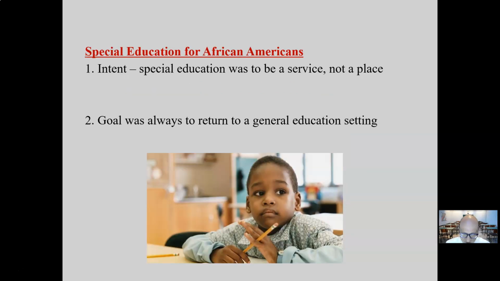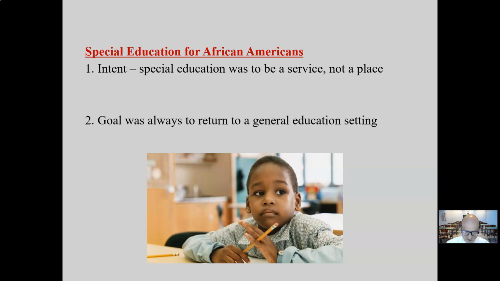Special education for African American students: the intent was always for special education to be a service and not a place, to provide individualized instruction for students with disability. However, individualized instruction often becomes standardized instruction. The same programs are provided to all students, just watered down and slowed down. Students get an overabundance of scripted programs. Special ed teachers tend to use direct instruction and scripted programs that are implemented with fidelity.